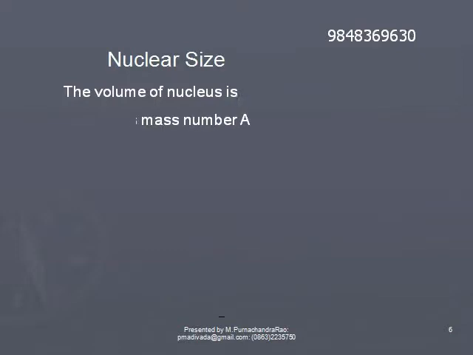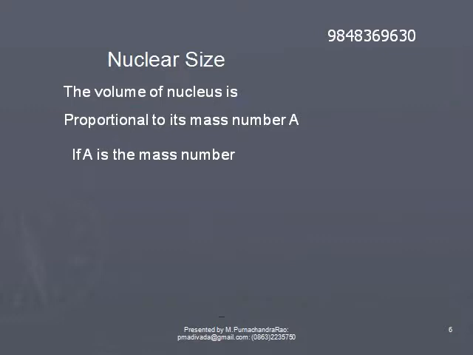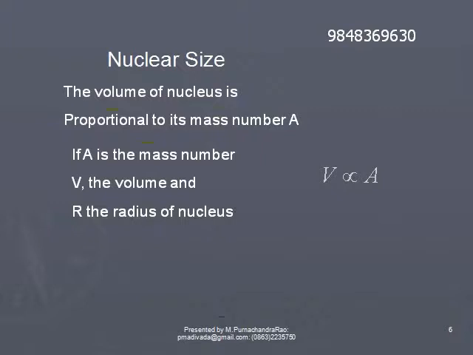It was noticed that the volume of the nucleus is proportional to the mass number. If we represent the mass number by A, volume by V and the radius of the nucleus as capital R, then we can write V is proportional to A, because volume is found to be proportional to mass number. But volume is 4 by 3 pi R cube. Therefore, 4 by 3 pi R cube is proportional to A.